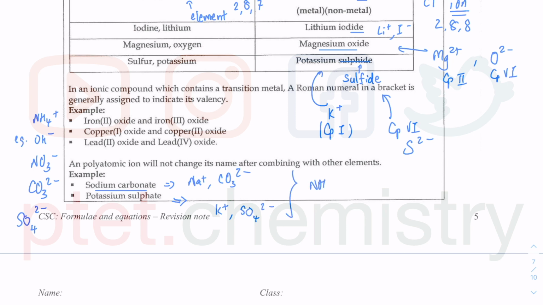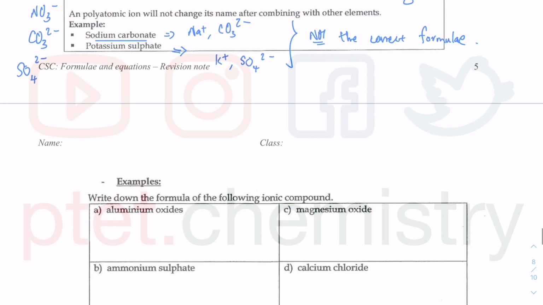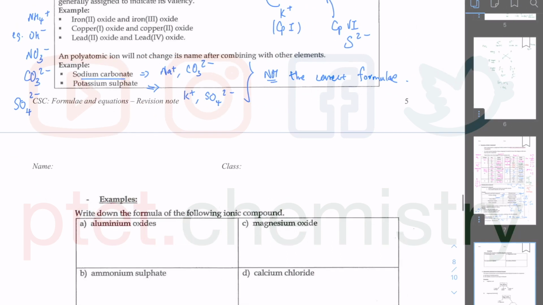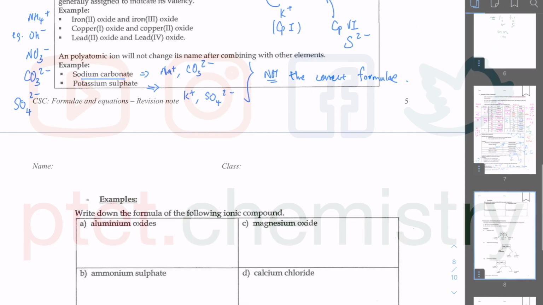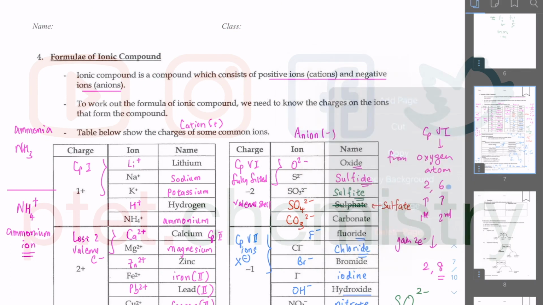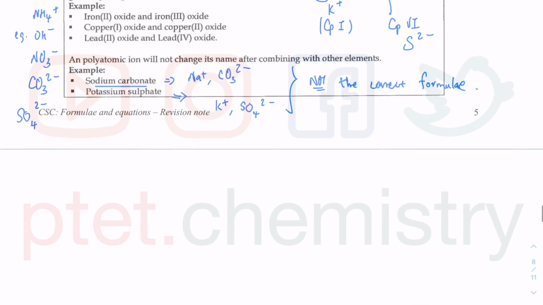Mind you, these are not the correct formula yet, because that is just the formula of the individual ions, and to get the correct formula, that's what we will do as an exercise right now. So I'll just very quickly show you on a blank piece of paper an example, and then we can continue the rest later on. So going back to sodium carbonate, we have Na+, CO3 2-.